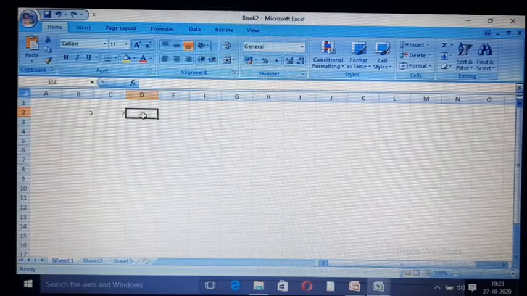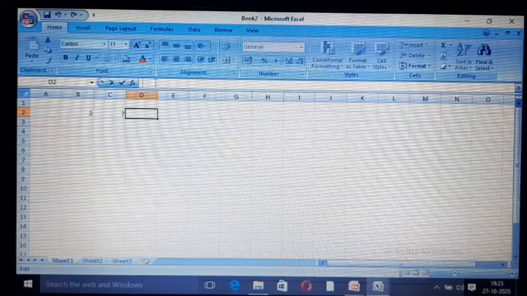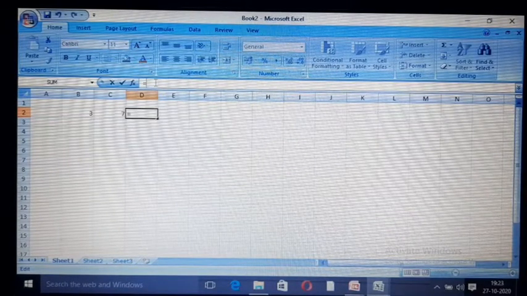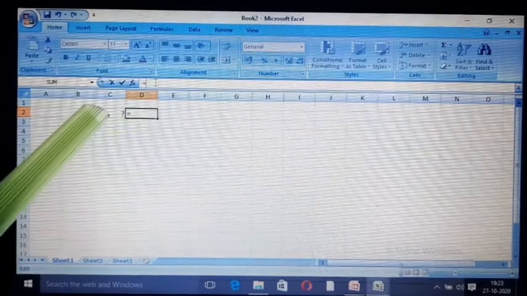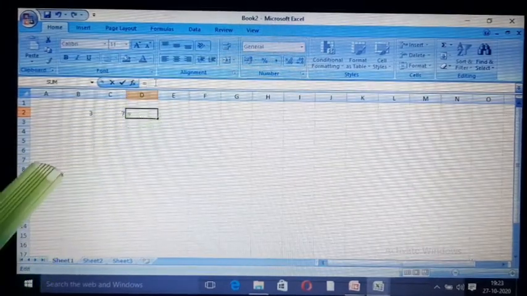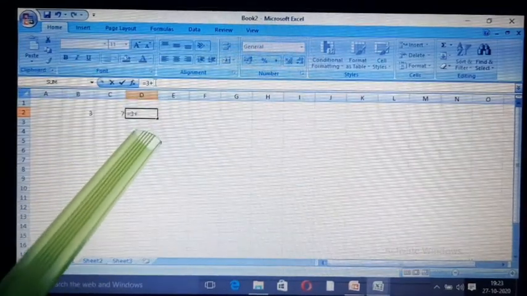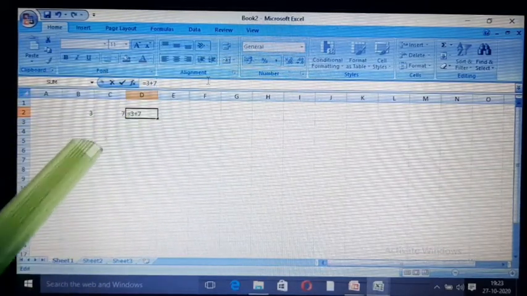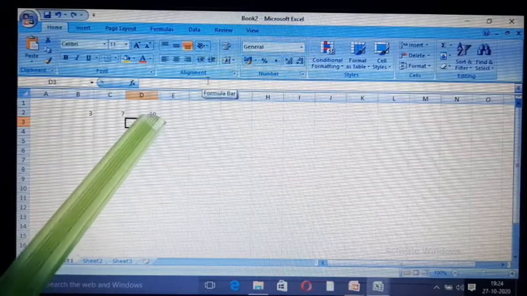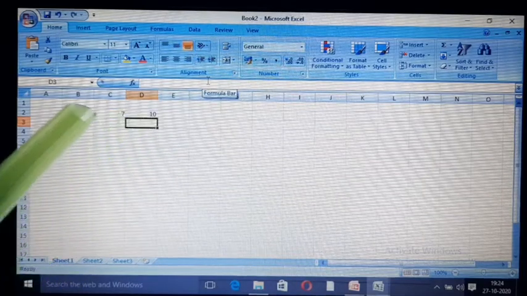Click here and write the formula like this. For writing the formula you have to write equal to first. After writing equal to, you add these two numbers: write 3, then plus from the keyboard, then 7, and press Enter. Now the answer comes here. The answer is 10.